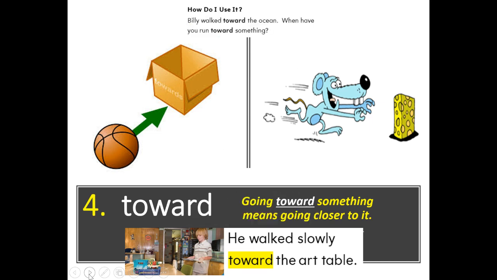How do I use it? Billy walked toward the ocean. When have you run toward something? So instead of saying toward, I could say Billy walked to the ocean. When have you run to something or closer to it? Because that's what toward means.